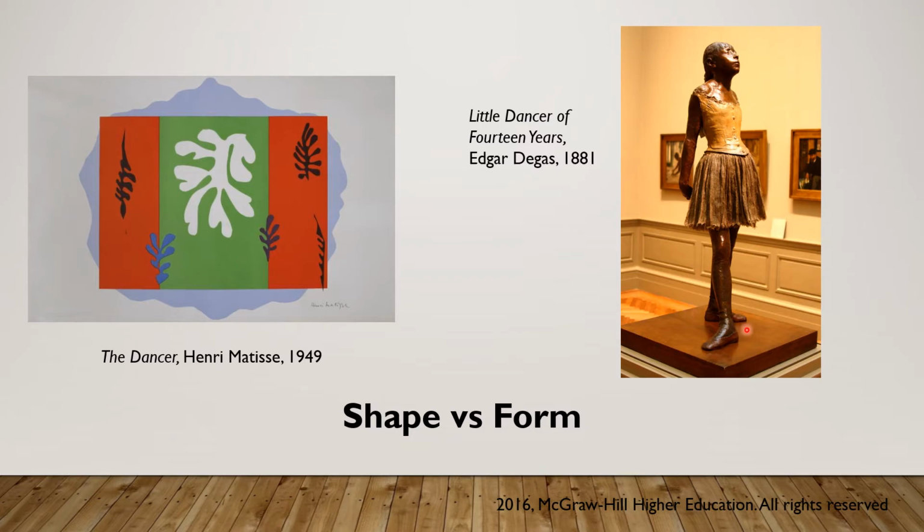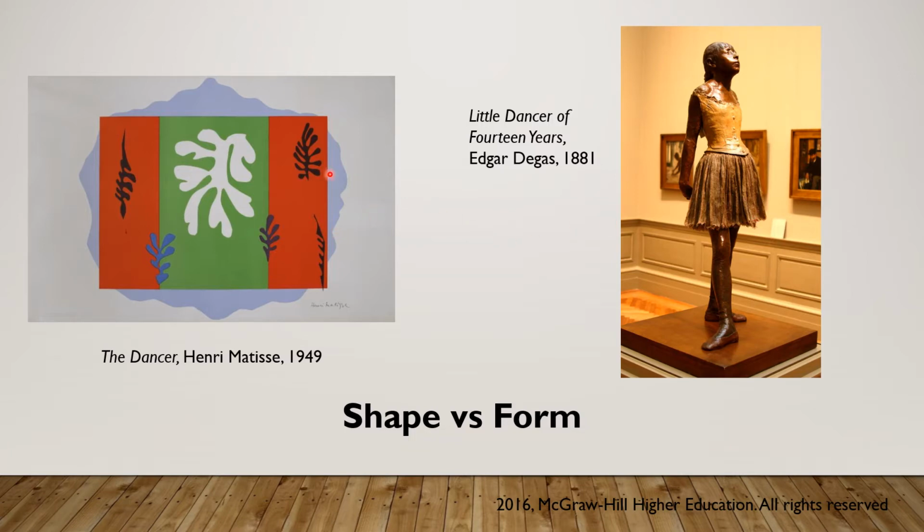This dancer is Little Dancer of 14 Years by Edgar Degas, done in 1881. It's a bronze statue, but it has an actual fabric skirt. This one has mass to it because this is three-dimensional. Flat pieces are only two-dimensional. They have height and they have width. Forms or mass has three dimensions to it. You've got height, you've got width, and then you've got the depth going back.